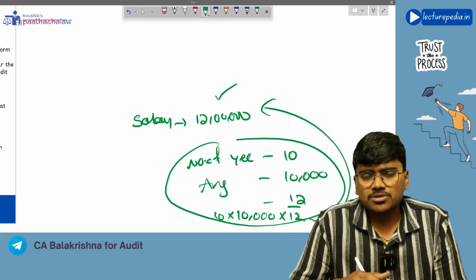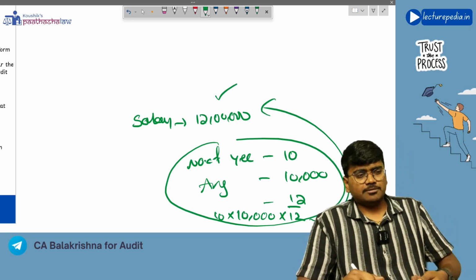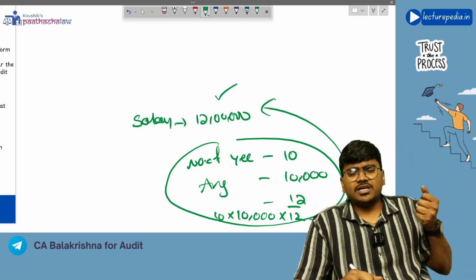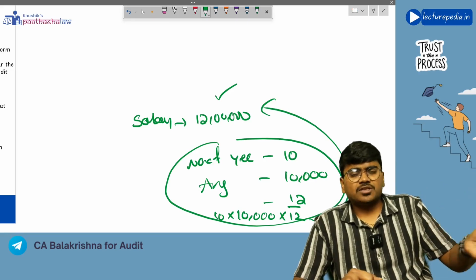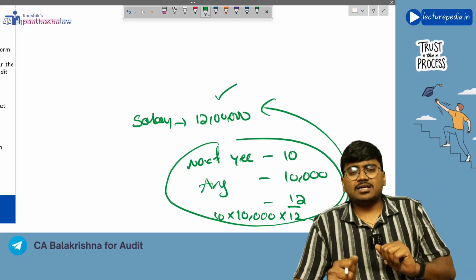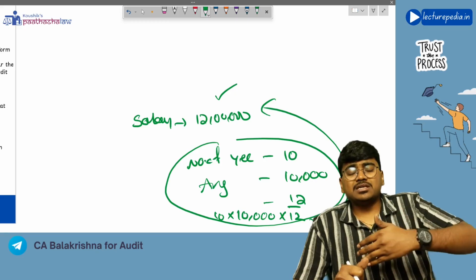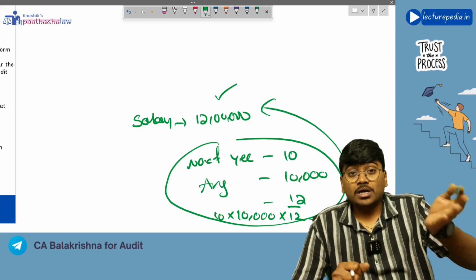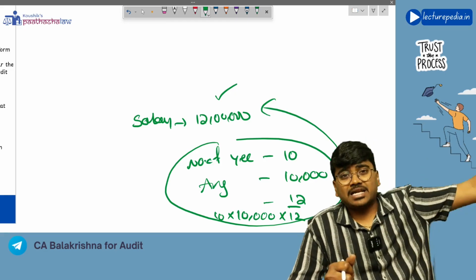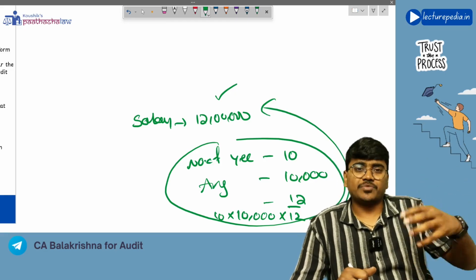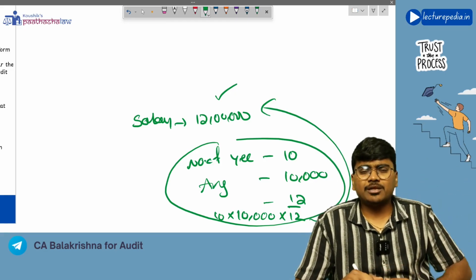Another analytical procedure that you can perform is, let's say, in the past 5 years, the growth of sales is with a rate of some 5%, but in the current year, the rate of growth is some 50%. So here you are comparing the current year growth with past trend, nothing but a trend analysis. This is also nothing but an analytical procedure, understanding.